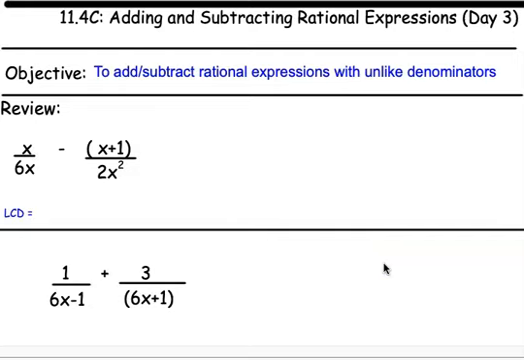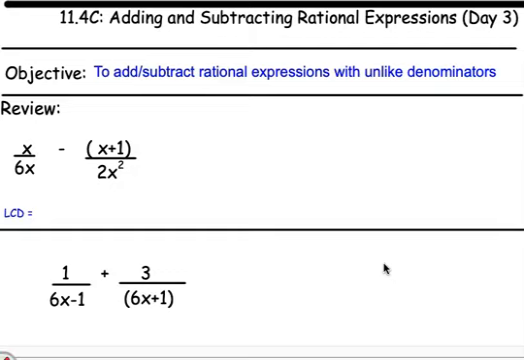Hi Expo, this is the notes for 11.4c, adding and subtracting rational expressions, day 3. One more type of denominator left that we haven't looked at, and that would be binomials, how that changes the LCD process, and how we can get these simplified as much as possible. Before we do that, one review problem.